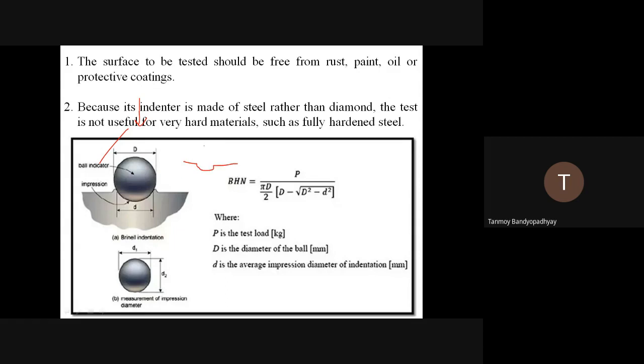So this is the impression of the ball. If I see it from the top, I should be able to see this impression diameter. This impression diameter we generally measure using the Brinell microscope. We take two measurements, D1 and D2, and then we form an average of D1 and D2. So D is the average impression diameter of the indentation in millimeters.